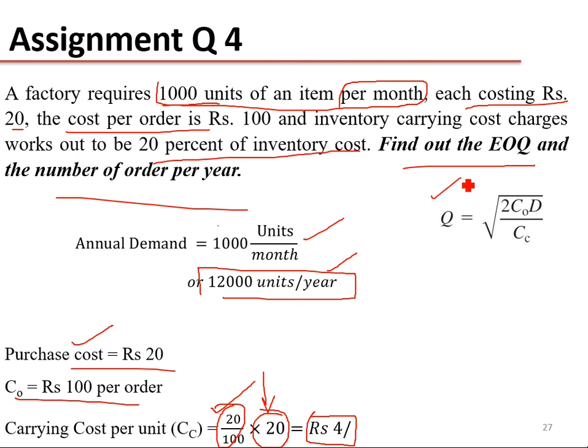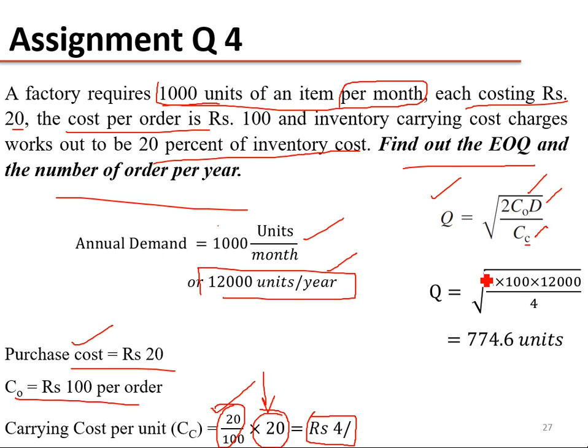And the Q formula we know, that is the square root of 2C0 D upon Cc. C0 is given, D is given, so we can easily calculate the Q value. Q comes out to be 774.6 units. This is the optimum value of the units to keep the total cost of the inventory minimum.